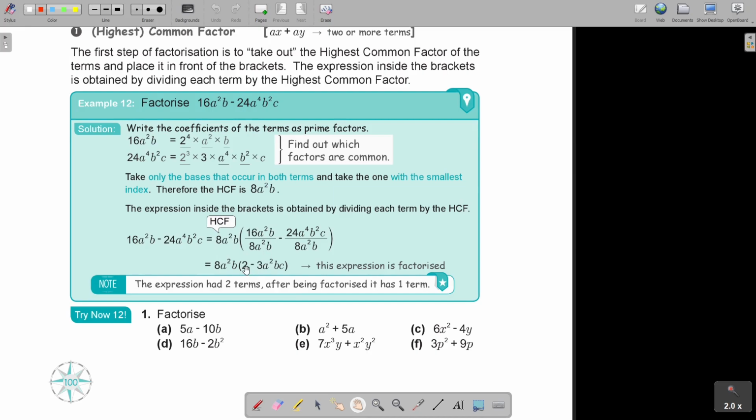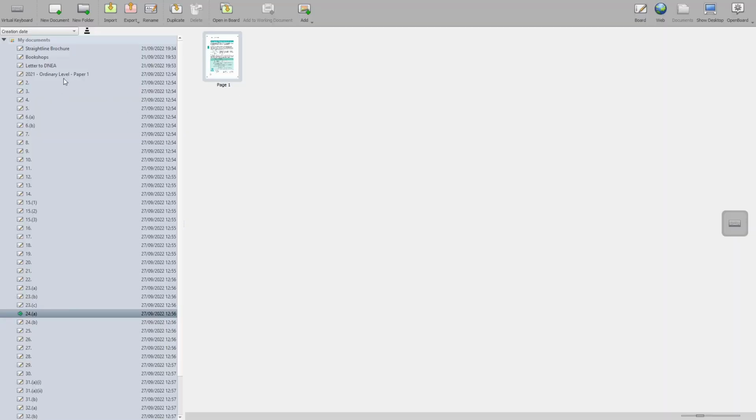Then to get the bracket terms, I take the term and I divide, as I showed you there, and I get that. Then I take this second term and divide by the highest common factor, and I get that. And that is working back to the brackets. Let's do it. Let's go to the question paper.